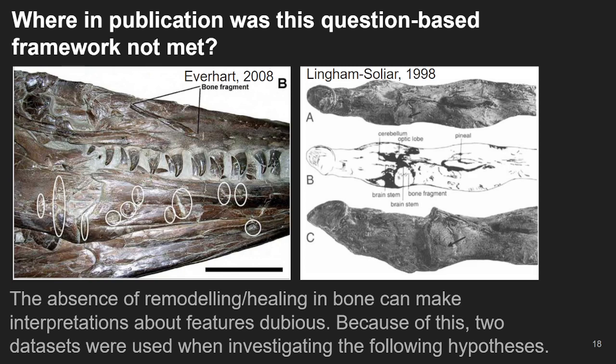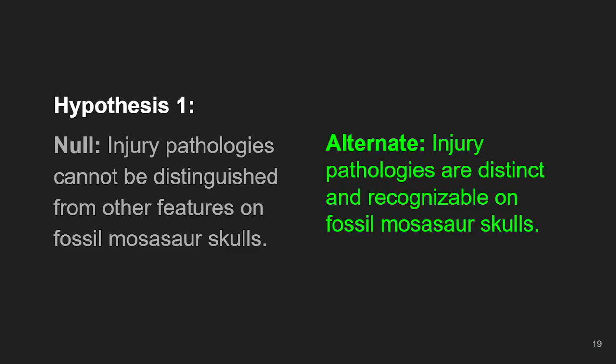Just for the sake of argument, I am going to include this in my data set. So there's going to be two versions of data sets, one that includes these and one that excludes them. Hypothesis 1 is alternate. The injury pathologies are distinct and recognizable on fossil mosasaur skulls.